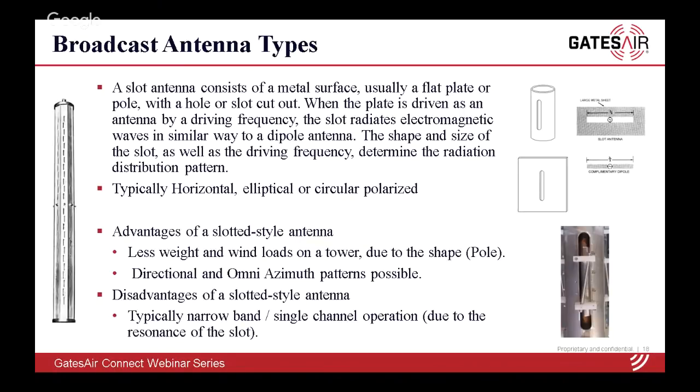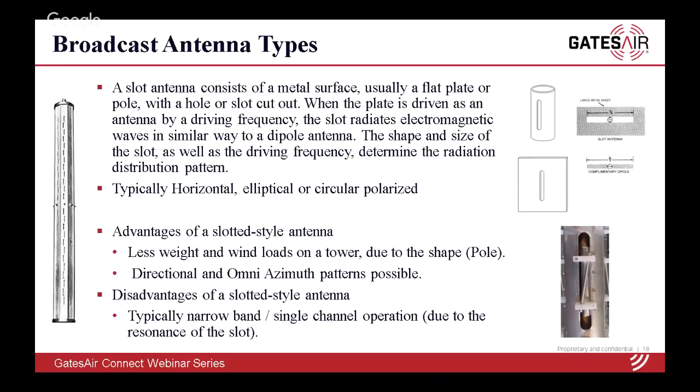So one of the ways to help reduce some costs and also give you a really good antenna is to use a slotted style. And a typical slotted style consists of a metal surface, usually a flat plate or a pole, with a hole or a slot cut out. When the plate is driven as an antenna by a driving frequency, the slot radiates electromagnetic waves, similar to the waves of a dipole. The shape and size of that slot, as well as the driving frequency, determine the radiation distribution of the pattern.